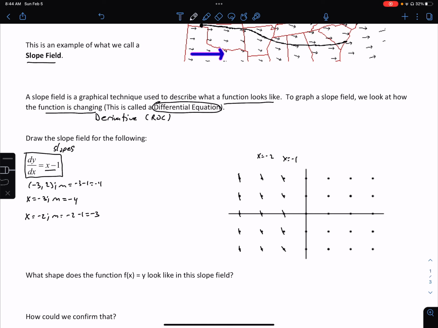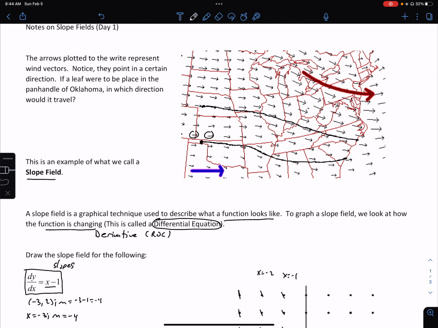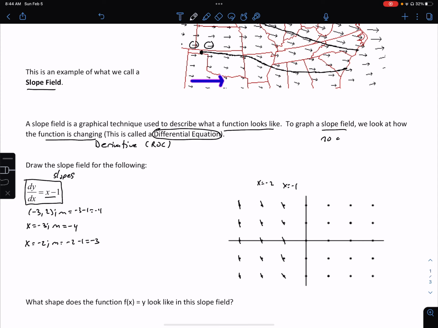Now, before we move on any further, notice up here we had these little arrows. You might see on the map of the US, we have these arrows. But down here, we don't have any arrows. So a slope field has no arrows.